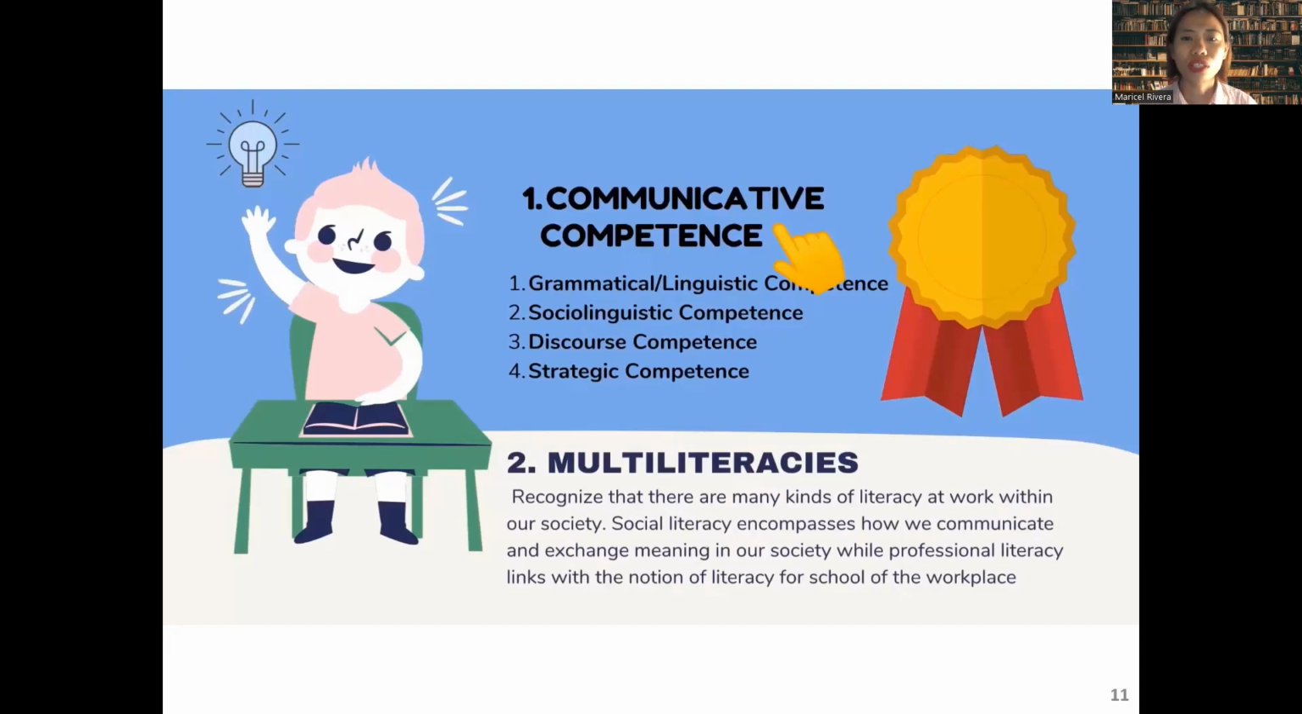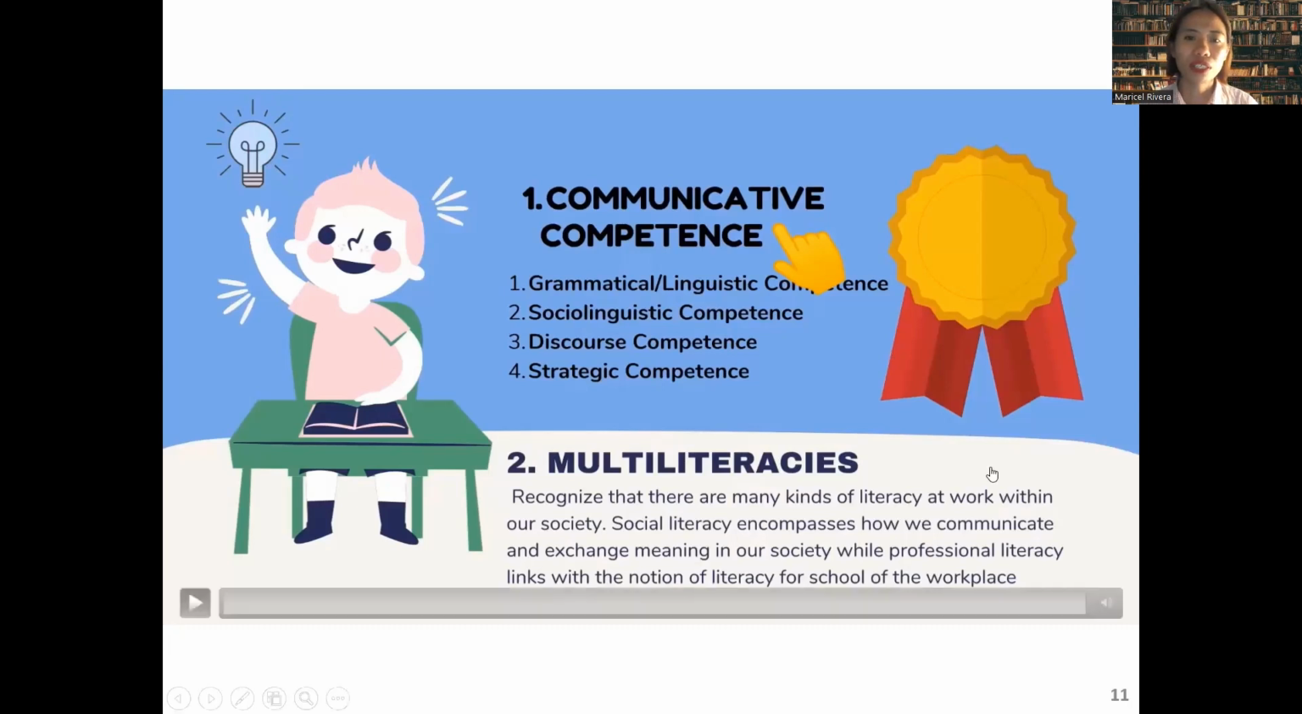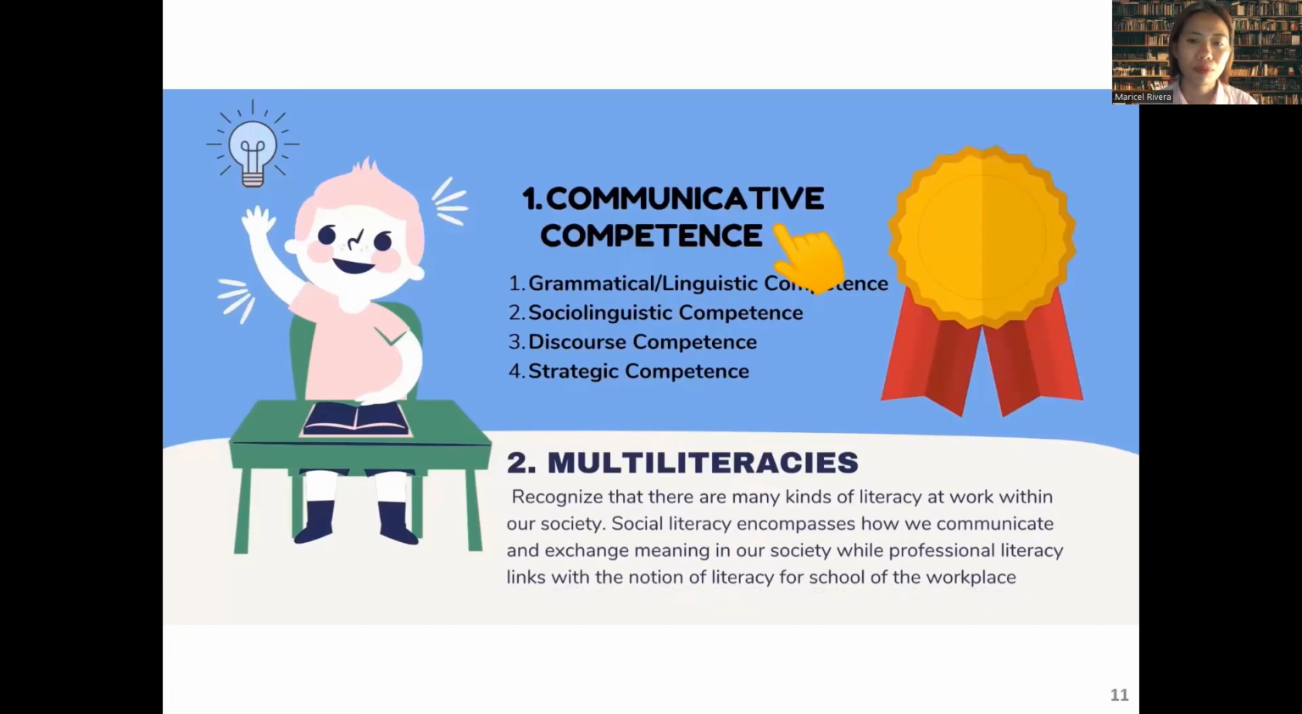So you need to talk more, no? In order to really compromise or at the same time solve a problem or an issue, especially if there is communication breakdown or misunderstanding as you basically talk. So this is communicative competence. And under communicative competence, we have the grammatical or the linguistic competence.